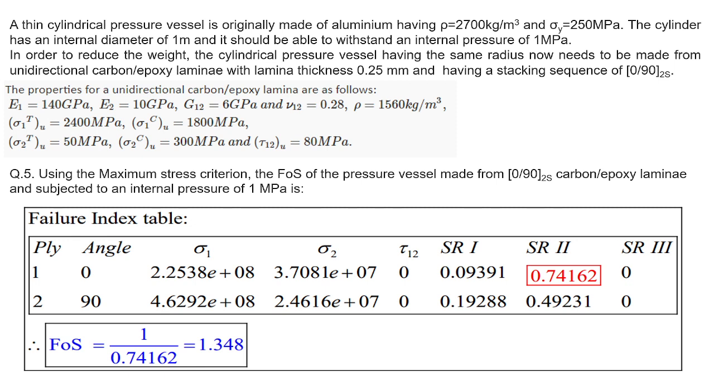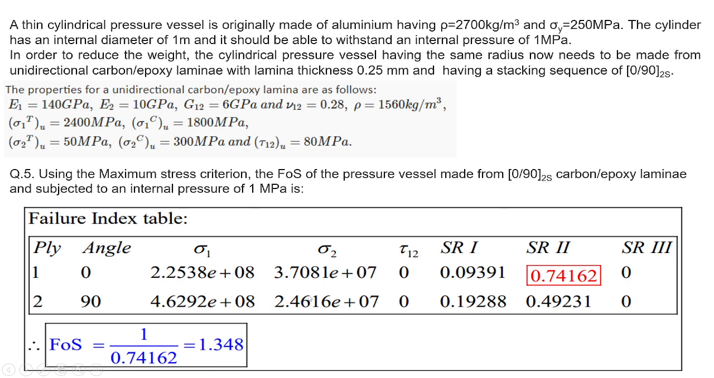To find the stress ratio in the first 0 angle ply, sigma 1 is given, which is in the longitudinal direction. Sigma 1 ultimate we have to find from the given data, which here is 2400 megapascal. So we divide by 2400 megapascal and we will get a value. Similarly, sigma 2 value is given here, 50 megapascal. So we will divide the sigma 2 value of ply 1 with 50 megapascal and we will get stress ratio number 2, and stress ratio number 3 is 0 as tau 1 2 is 0.